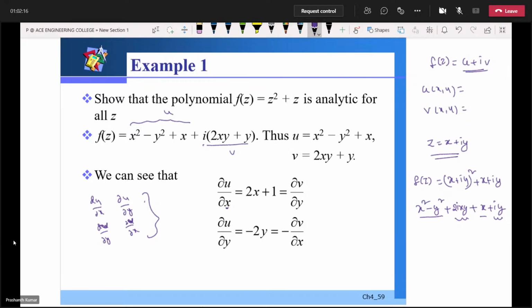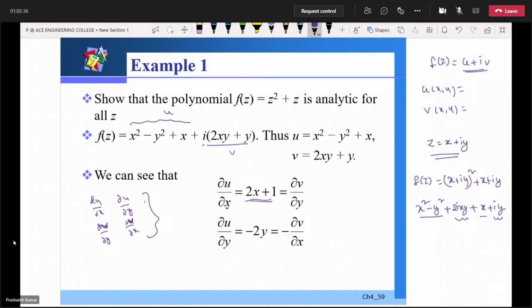And what is dou v by dou y? It is 2xy. Since we are differentiating y with respect to y, it becomes 2x plus 1. Same, right? Dou u by dou x is this one and dou v by dou y is this one.